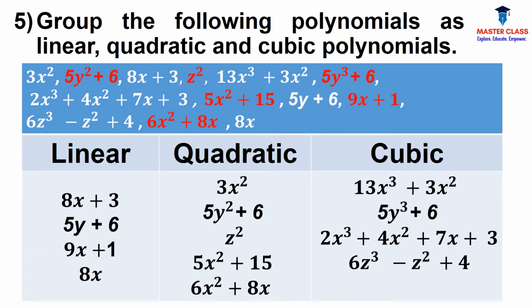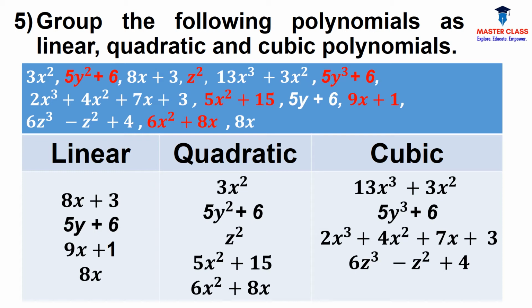In the next question, we are asked to group polynomials according to whether they are linear, quadratic or cubic. The first polynomial that is given is 3x squared. The degree of this polynomial is 2 and hence it is quadratic. The next polynomial given is 5y squared plus 6. The degree of this polynomial is also 2 and hence it is also a quadratic polynomial. The next polynomial 8x plus 3. In this polynomial the degree is 1 and therefore it is a linear polynomial. The next polynomial z squared has a degree of 2 and hence it is a quadratic polynomial.